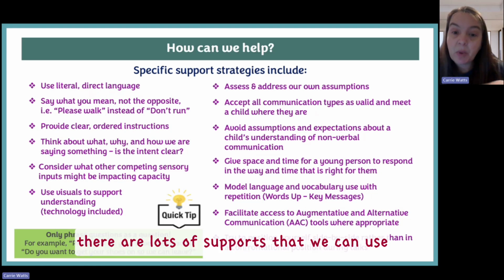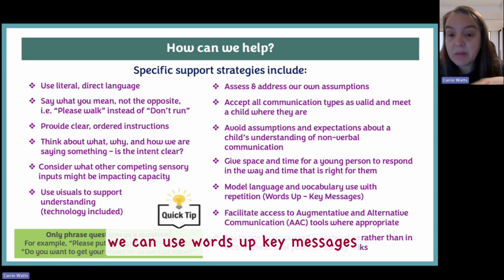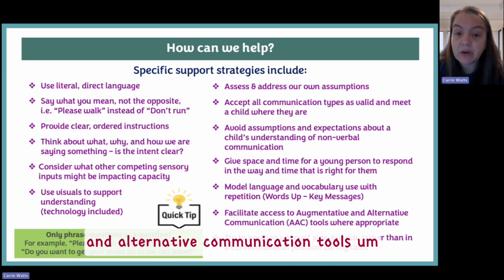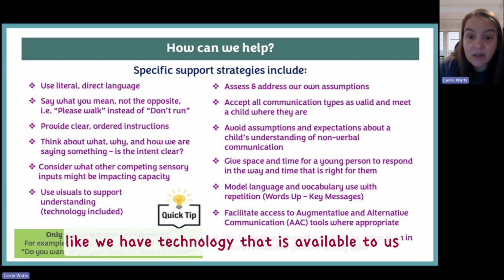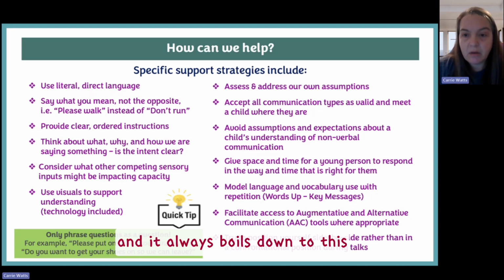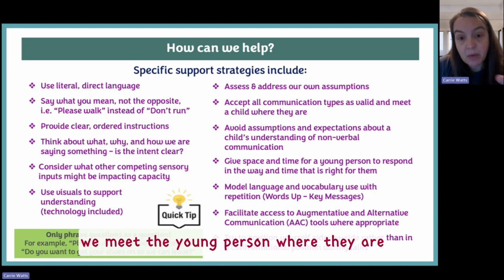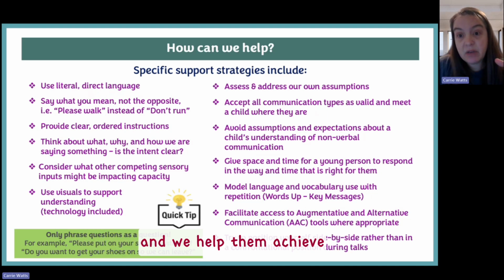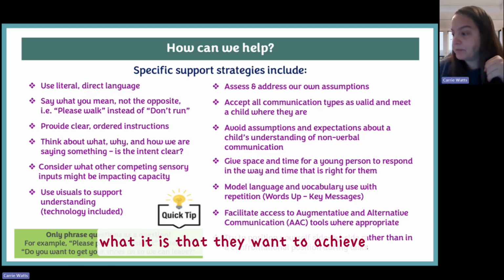There are lots of supports that we can use. We can use words up key messages. We can use augmentative and alternative communication tools. Like we have technology that is available to us and all sorts of things. But number one, and it always boils down to this, we meet the young person where they are and we help them achieve what it is that they want to achieve.